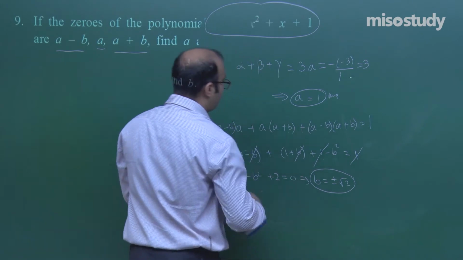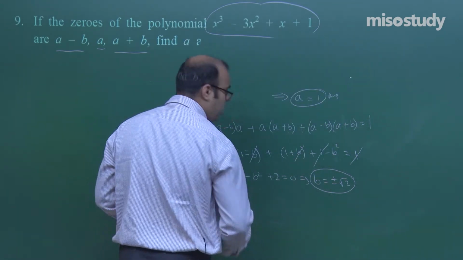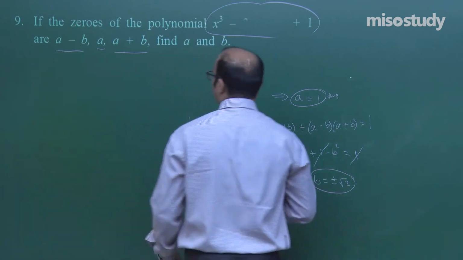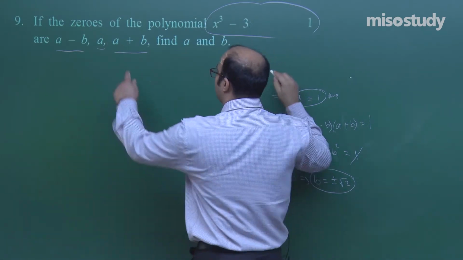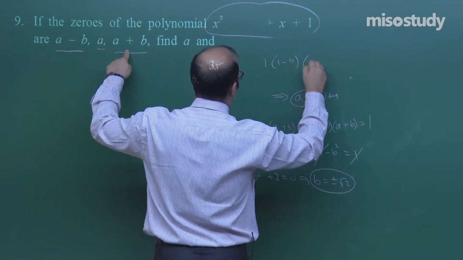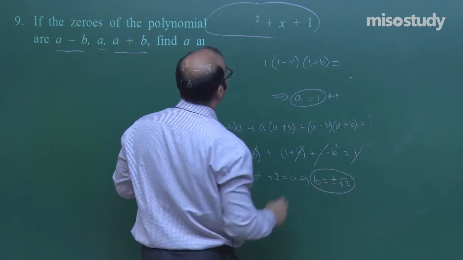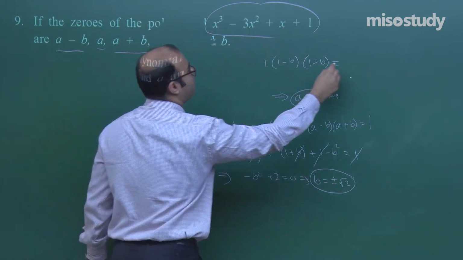Let us see. So we have got the value of a right now. Now let us take the product of all the roots. So if we do the product of all the roots, as a is 1, we will write 1 into 1 minus b into 1 plus b, and this is equal to minus d by a. Minus d by a is minus 1.